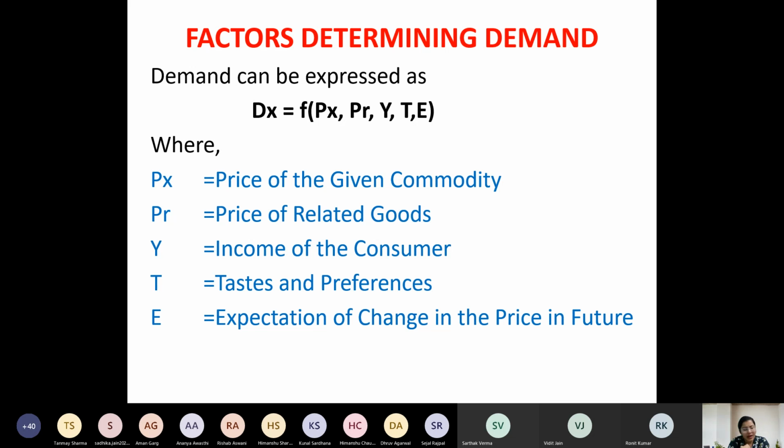I need a phone, right? I need a laptop, but still I am not buying it. So why am I not buying it? Because of my expectation of a change in price in future, right? I know that a week later in the Amazon Great Indian Sale I will get some 5 to 7 thousand of discount, right? So expectation of future change in price also determines your demand for a particular good or service.